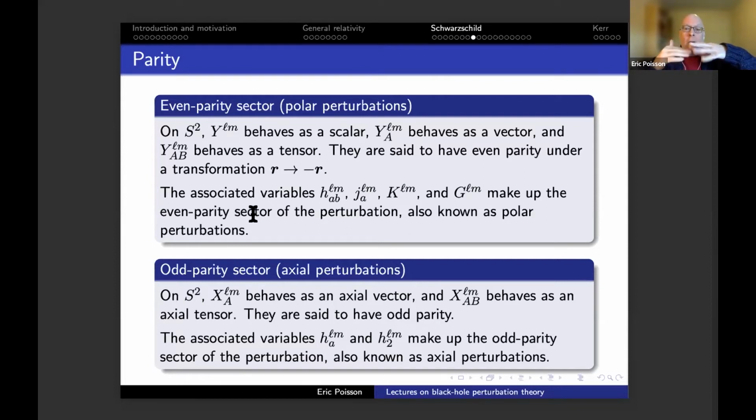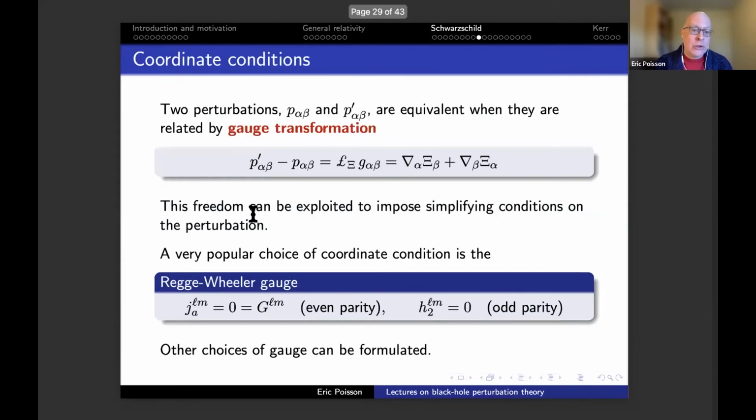So when you work out all the equations satisfied by all of those quantities, you'll find that there's going to be a set of equations that involve only even parity variables, and another set that involves only odd parity variables. There's no crosstalk between the two. And that corresponds to another underlying symmetry of the background spacetime that has to do with parity transformations. Okay, so that was just a bit of a reflection on what we did.